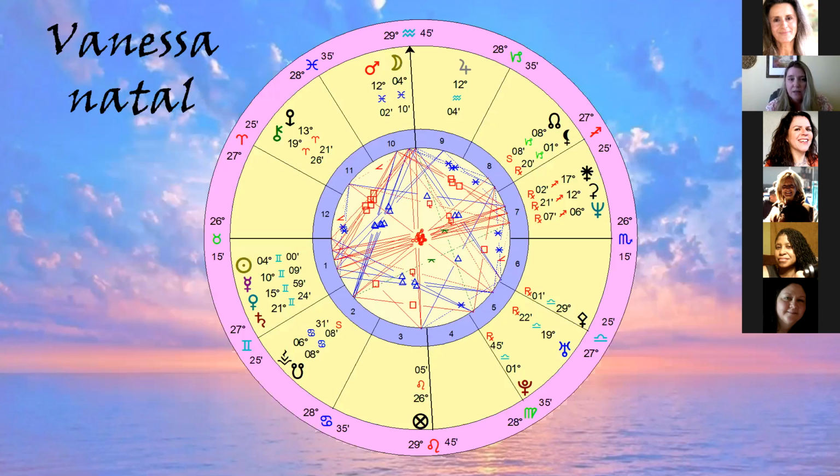And so she has a lot of planets involved. She also has a grand air trine between Jupiter in the 9th, to Uranus in Libra in the 5th house, over to her Mercury, Venus, Saturn in the 1st. So we have that combination of air for her as well.